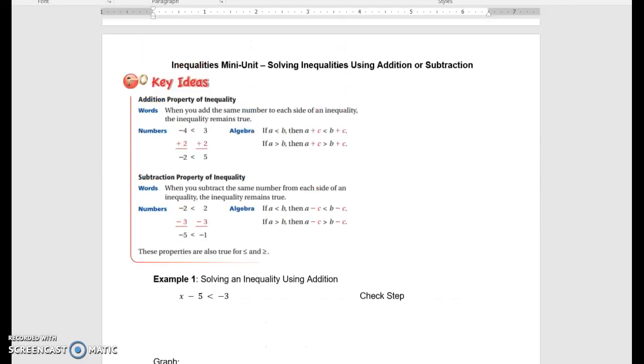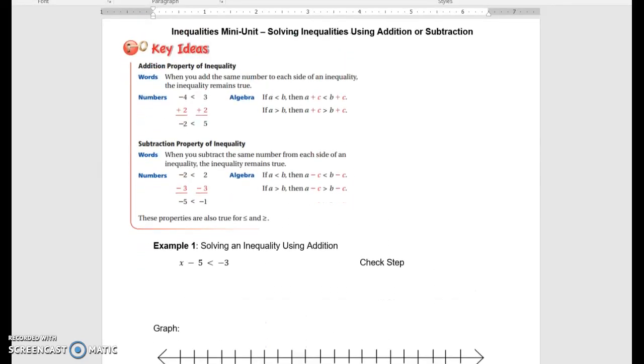Hey guys, so today we're going to talk about solving inequalities using addition and subtraction. So this is your day 2 notes for your inequalities.